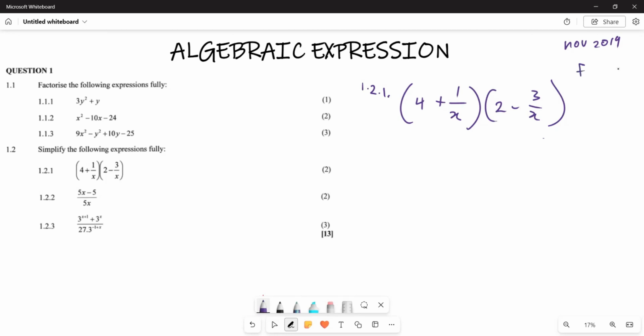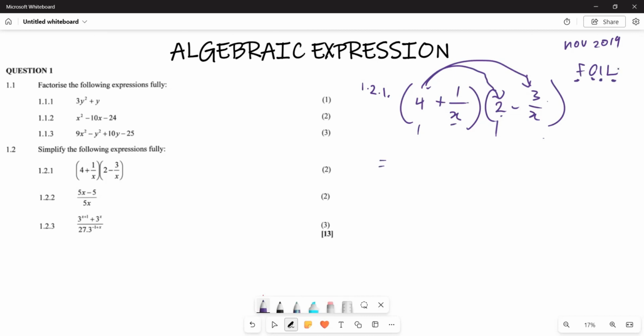Here, you're going to use the FOIL method, right? What is FOIL? Basically, you're going to take this multiplied with the first one, the other one multiply with that one, right? So it's the first, it is the outer, it is the inners, and it's the last ones, right? These are the first ones, these are the outer ones, these are the inner ones, and the last one is also these two, right? So basically that's what the FOIL method means, right?